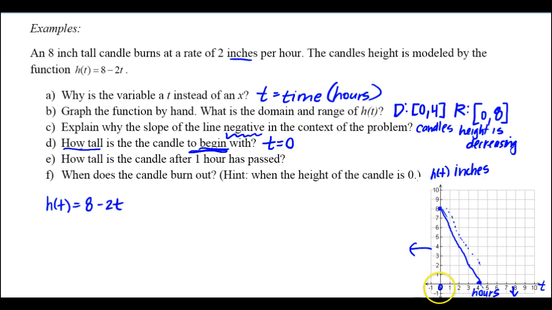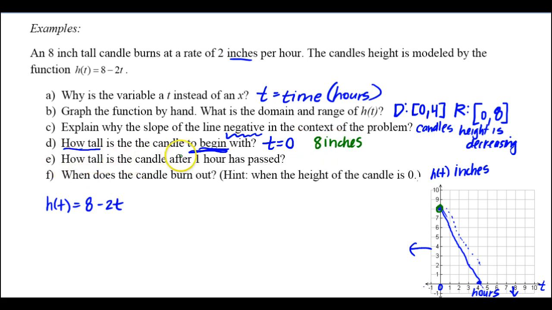At time 0, at 0 minutes, where is the function? Let's just use a different color. The function is up here at 8. So how tall is the candle to begin with? It's 8 inches tall, which can also be read in the original first sentence of the problem. An 8-inch tall candle burns at a rate of 2 inches per hour. So it starts out at 8 inches.